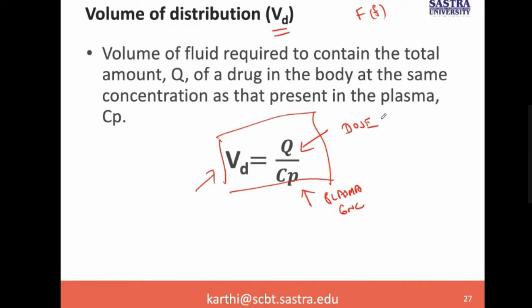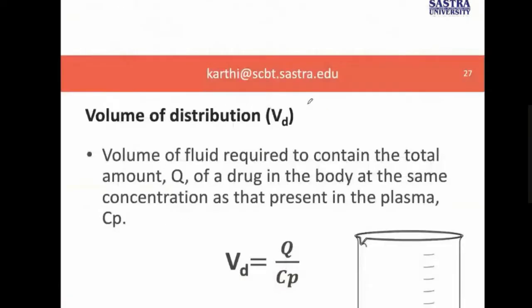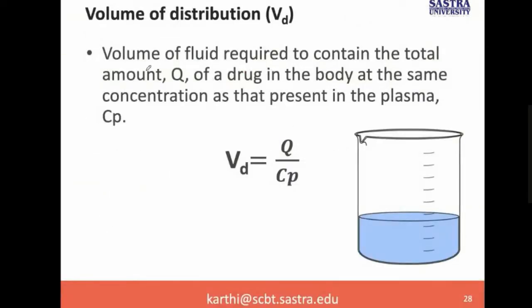Very important calculation in pharmacokinetics. The definition of volume of distribution is the volume of fluid that is required to contain the total amount of drug in the body at the same concentration as that present in the plasma, Cp.